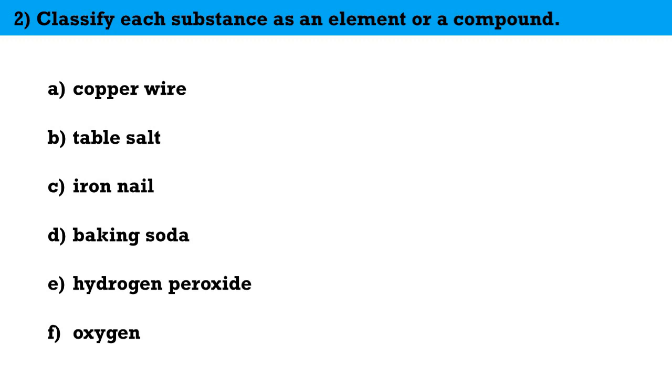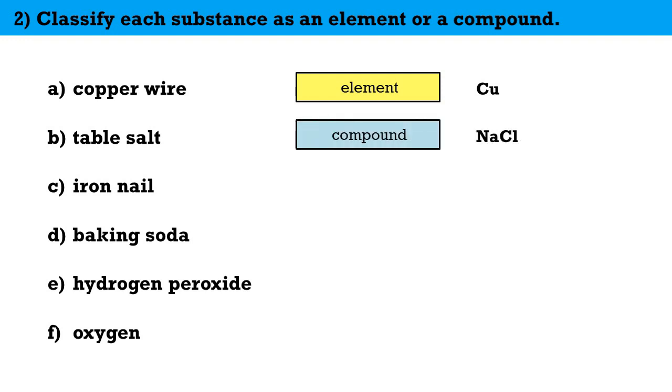Letter A, copper wire. It is an element made up of copper or Cu atoms. Letter B, table salt. It is a compound. The formula of table salt is NaCl. It contains two types of atoms, sodium and chlorine.